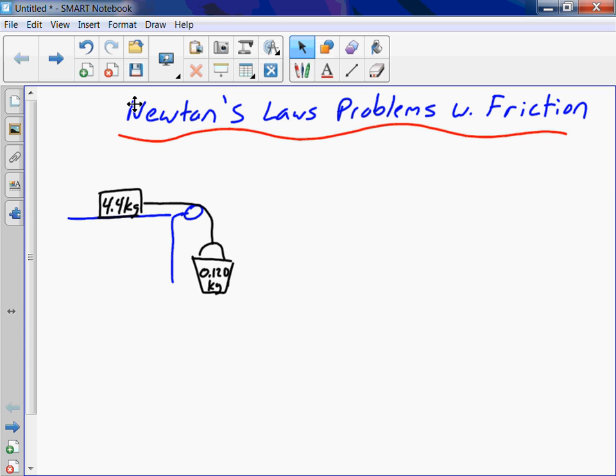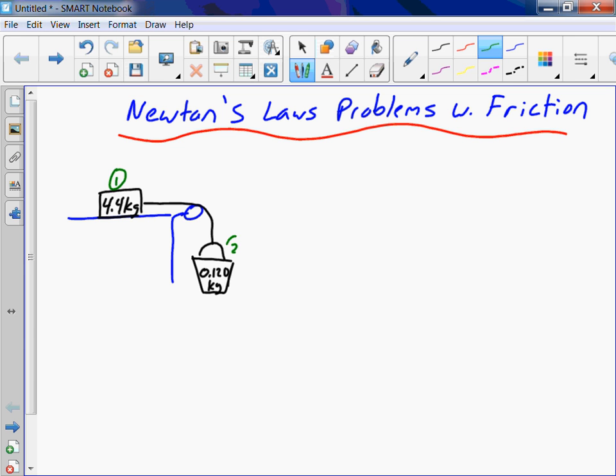Any thoughts? What should we do here? Don't be shy just because it's recording. Yeah, force of gravity acting on which block? Well, we are going to need eventually the force of gravity acting on the bucket, but for this question, the friction only acts between the 4.4 kilogram block and the ground. So we'll call this block 1, and we'll call this 2.